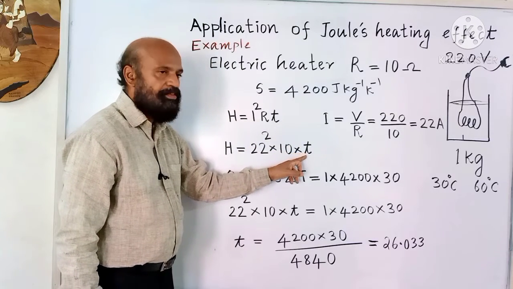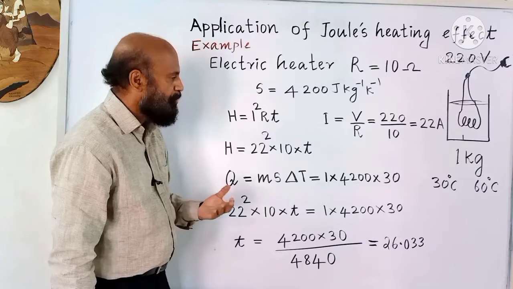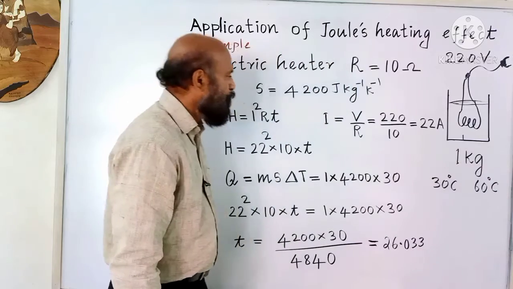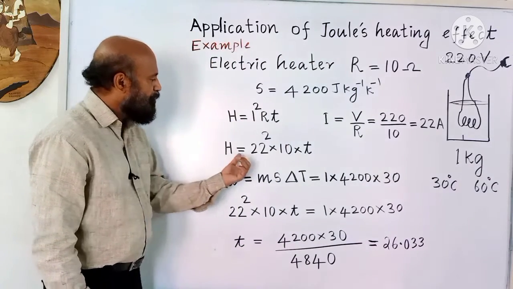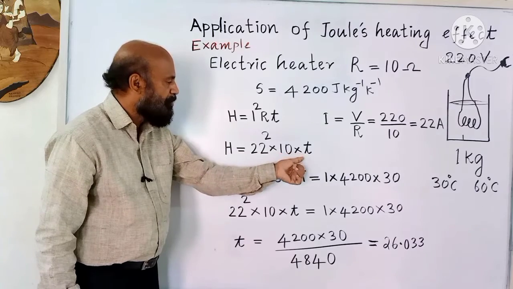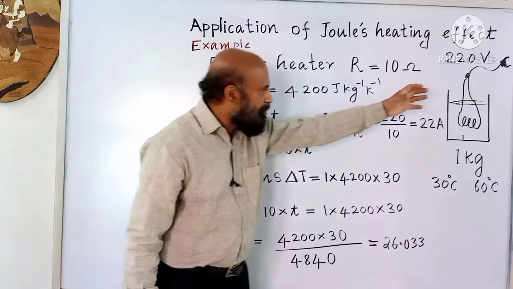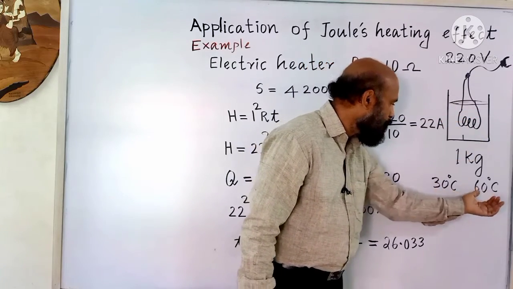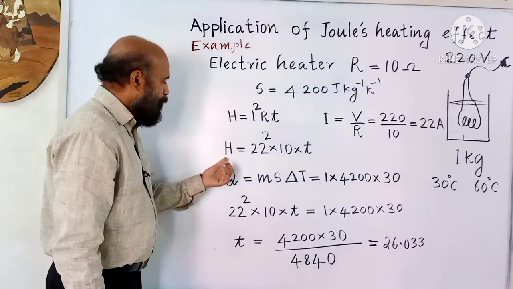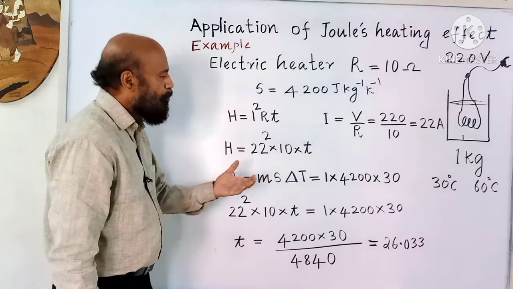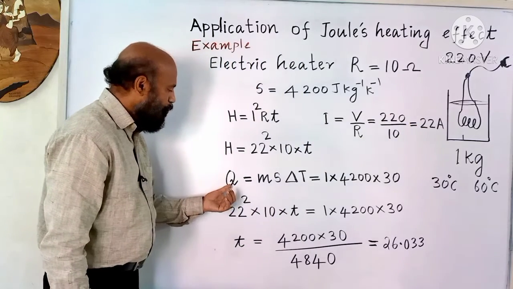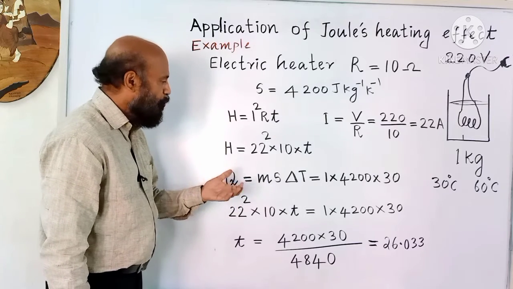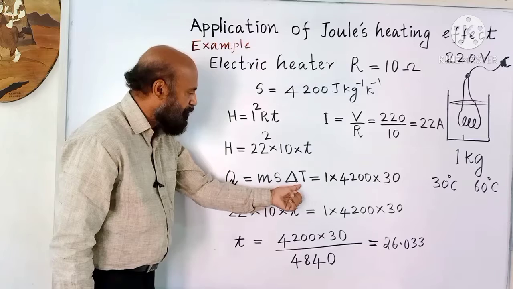We don't know the time for which current is to be passed if the temperature is to be raised from 30 degrees Celsius to 60 degrees Celsius. Now this is the heat produced in a time of t. That heat is used to increase the temperature of water. The heat produced is used for heating the water. So the heat used by water is m s delta T.